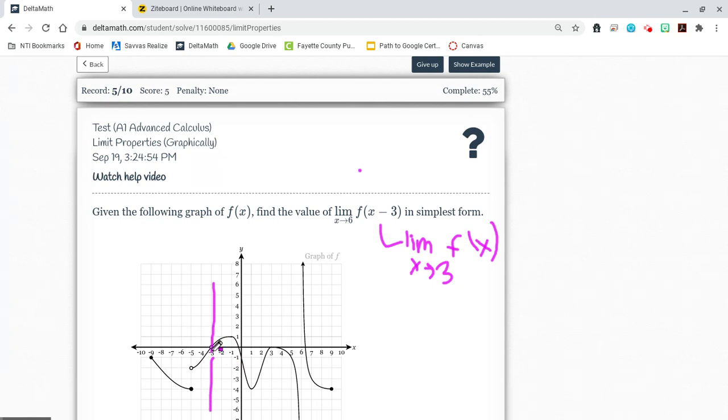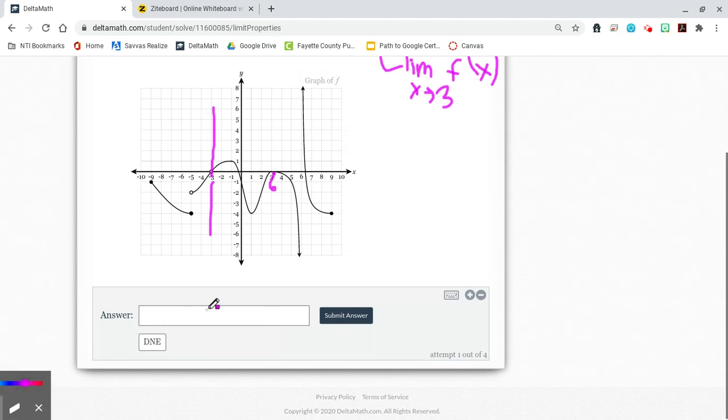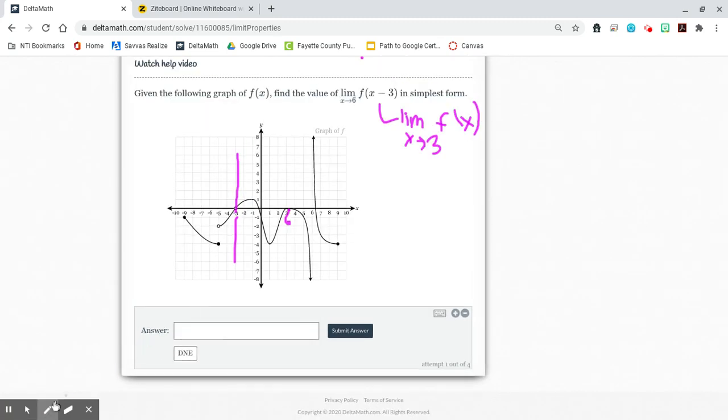So then I could say, okay, I want to approach 6. Well, this is 1, 2, 3, 4, 5, 6. This 3 is now 6. And the limit as x approaches 6 of the shifted graph is 0. And so then I'll just say this is equal to 0. I'll type in my answer.